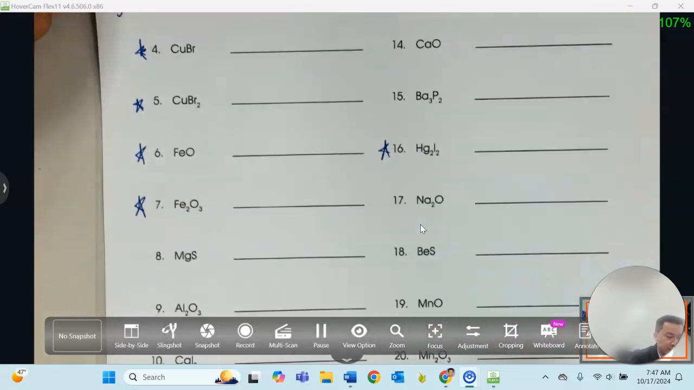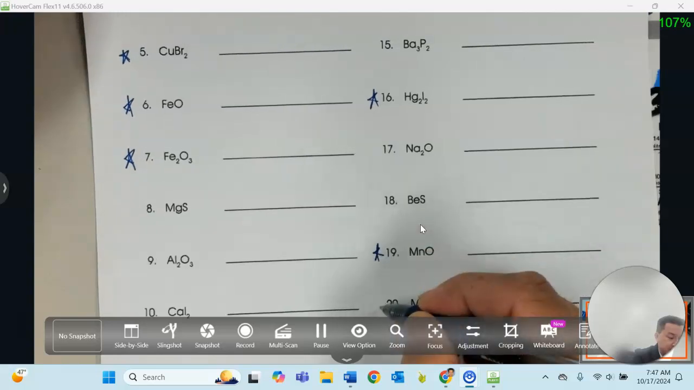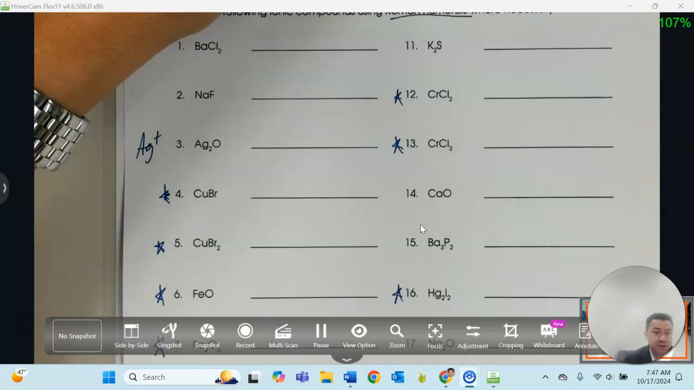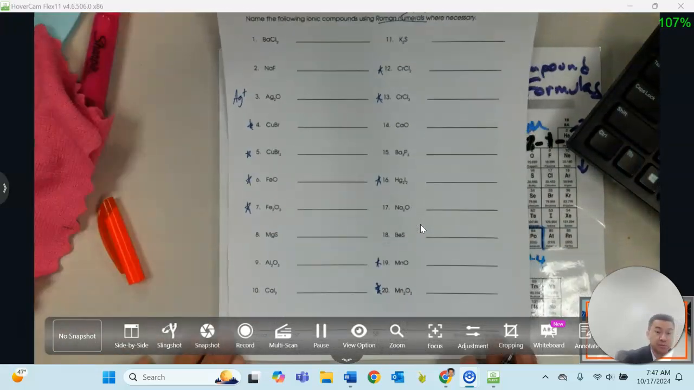16 here. You see, it's weirdly written. And 19 and 20. Okay. Stars are looking very starry. So you should have these, your transition metal ones, and I'll show you examples of how to write these as well.